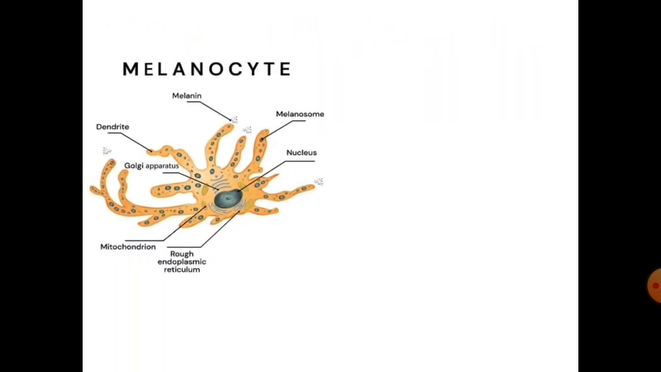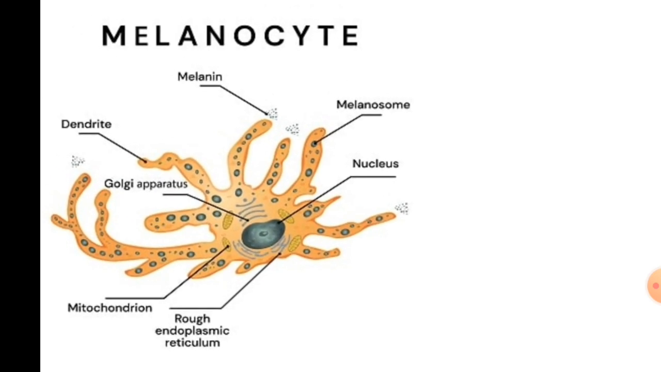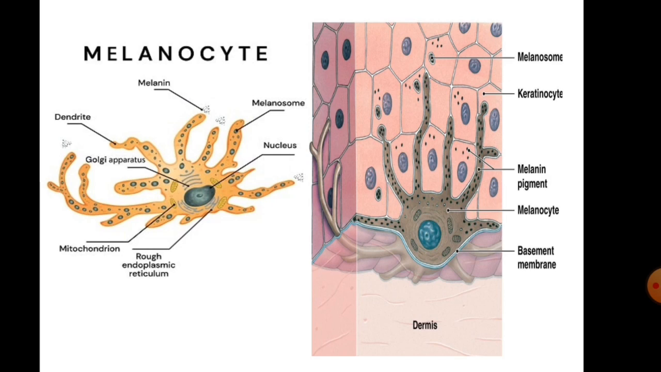Here you can see the diagram of one melanocyte. The melanocyte contains one nucleus, mitochondria, rough endoplasmic reticulum, and the branching structure called a dendrite. In the dendrite, in the cytoplasm, you can see some granules called melanosomes, which contain melanin pigment. In the second diagram, you can see the melanocyte situated at the bottom layer, the basal cell layer of the epidermis.